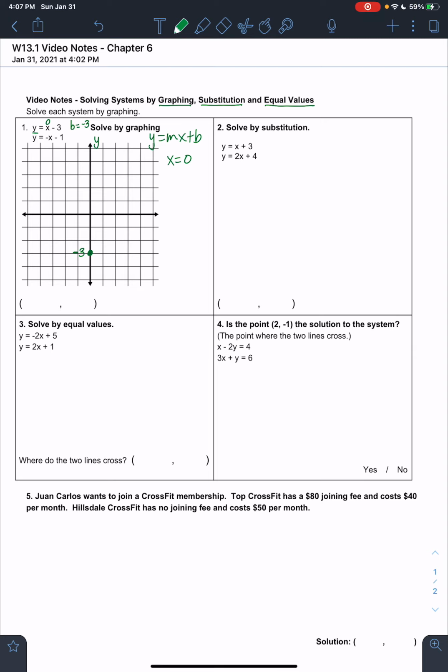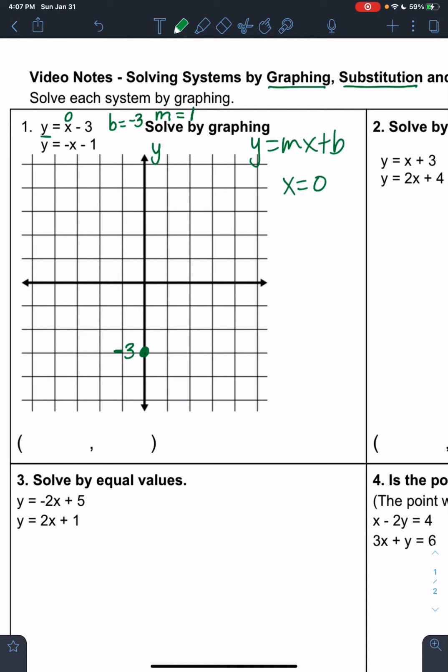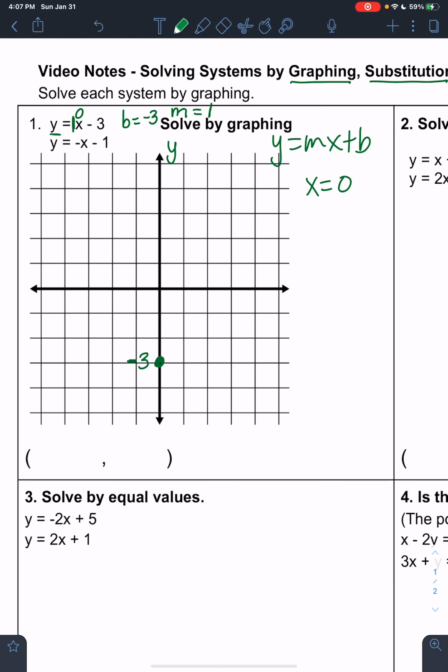And then I need to know how steep this line is, so I'm looking for a slope. And the slope of this line here is actually 1 because we are looking at a 1x. So I'm going to take a slope of 1 and make it a change in y over change in x by making it a fraction, 1 over 1. And so I'm going to go up 1 and over 1.